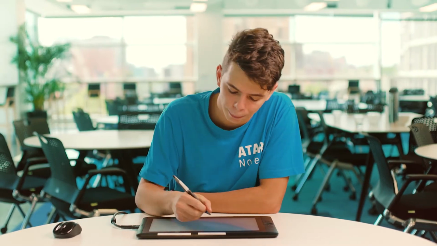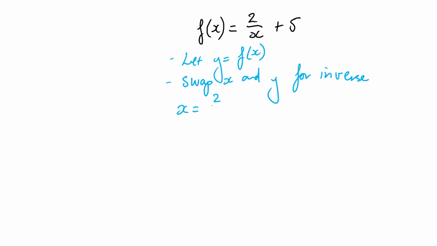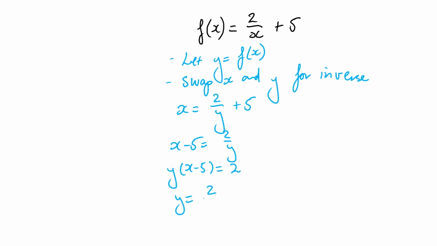So once we've done that, we can just go ahead and swap our x and y. So x is equal to 2 over y plus 5. And we can simply rearrange this. x minus 5 is equal to 2 over y. So y times x minus 5 is equal to 2. Okay, so finally y is going to be equal to 2 over x minus 5.